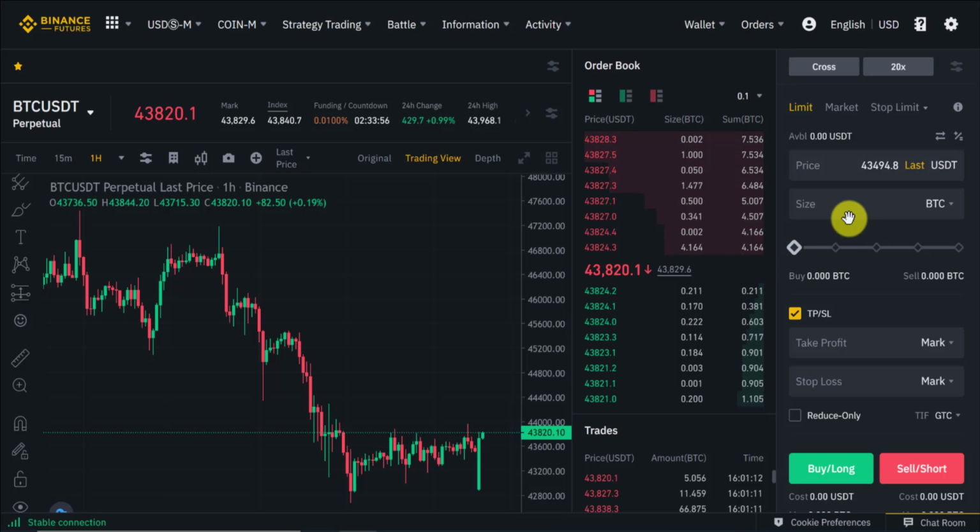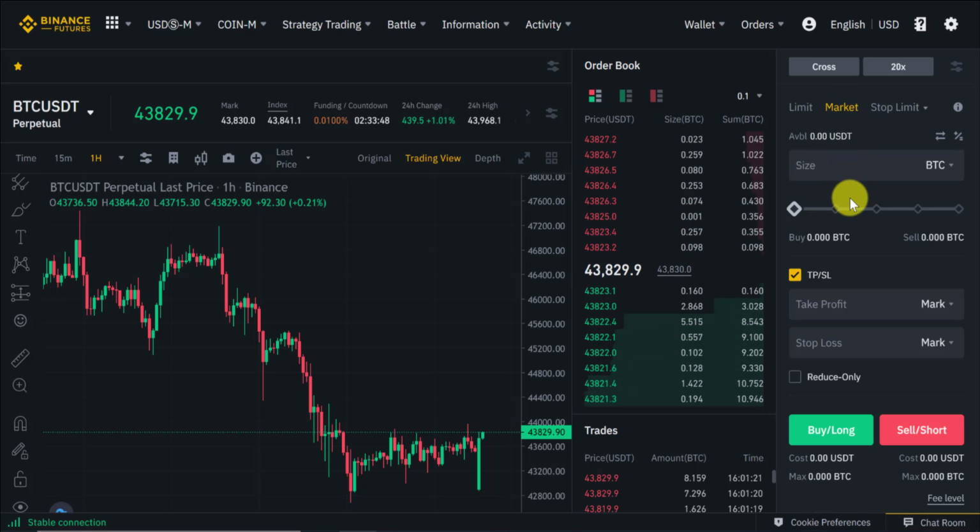So limit order, market order, limit. If you are trading futures and you want the order to execute immediately, you can use market. And then this one is just like the spot. This size is just like the one in the spot.